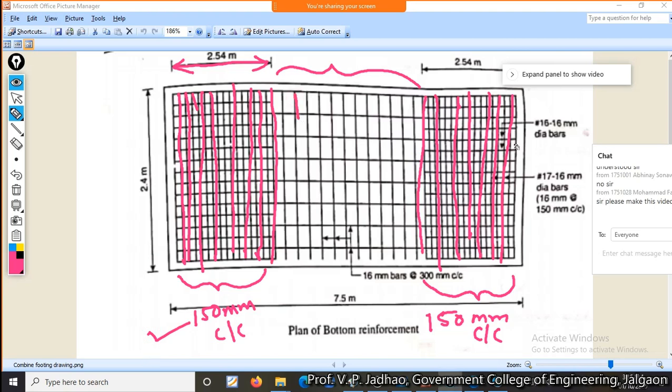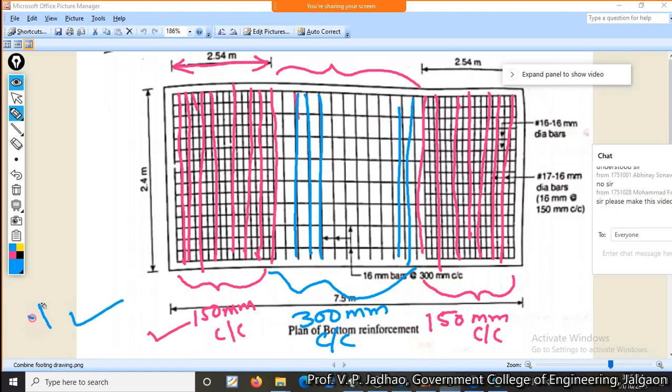I'll change the pen like this. Now we'll curtail 50% of the bars. In this particular region we are providing these blue reinforcement bars; let us consider these blue bars are the curtailed reinforcement, provided like this. In this region the spacing will be 300 mm center to center. So this is the bottom face reinforcement in the transverse direction.